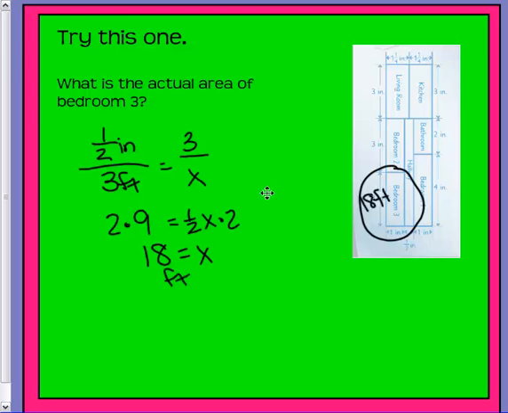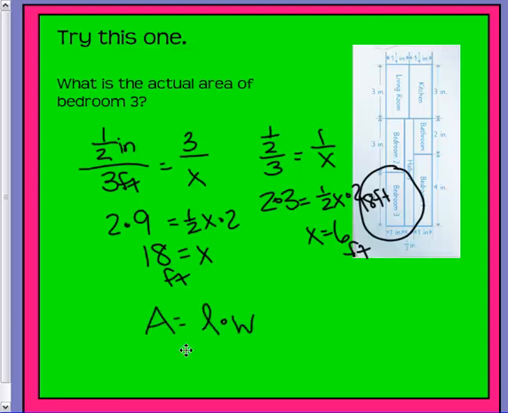Okay, down here we have 1, so 1/2 over 3 equals 1 over x. So when we multiply, we get 3 equals 1/2 x, multiply by 2, x equals 6. So this one would be 6 feet. So it's an 18 by 6 foot, and the area is the length times the width, so 18 times 6 gives us 108. So the area here would be 108 feet squared. Make sure you have that squared.